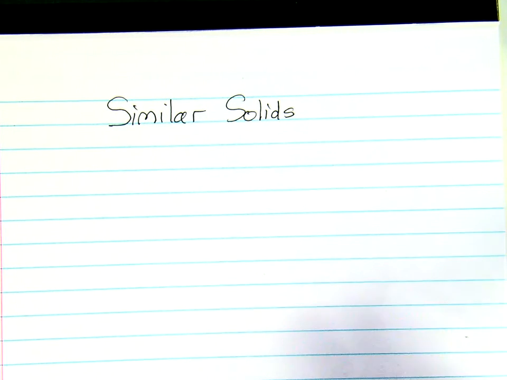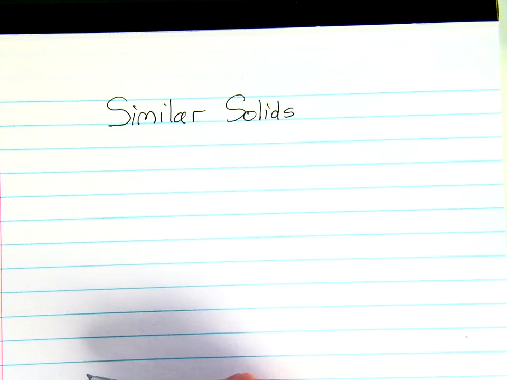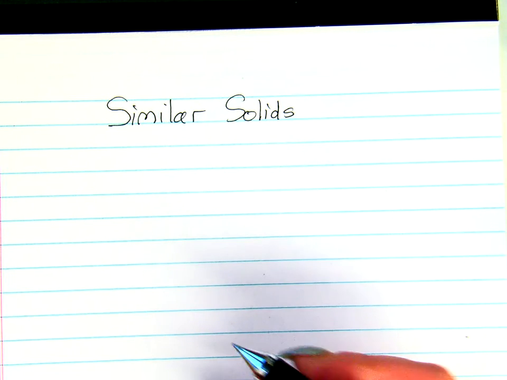Okay, so similar solids is all about ratios and proportions. So you've got to think back to more towards the beginning of the year when we talked about ratios and proportions, understanding that we're going to use some cross multiplication to solve for some things. It's really a very easy thing that we're going to be doing. So first we're going to try to determine whether our pair of solids would be similar.